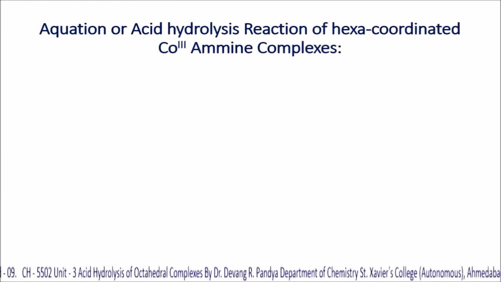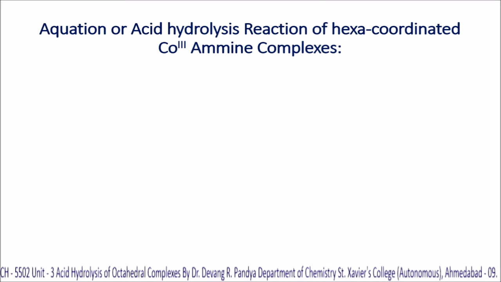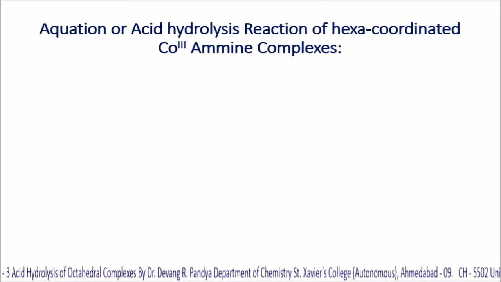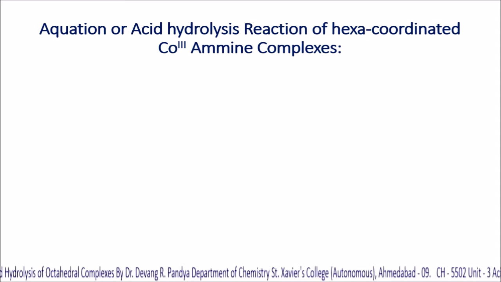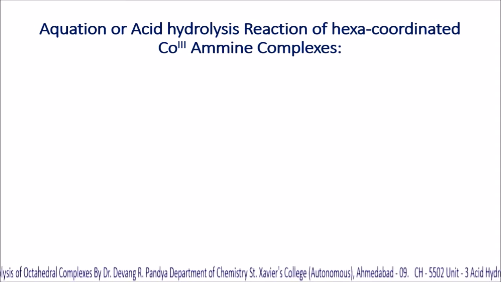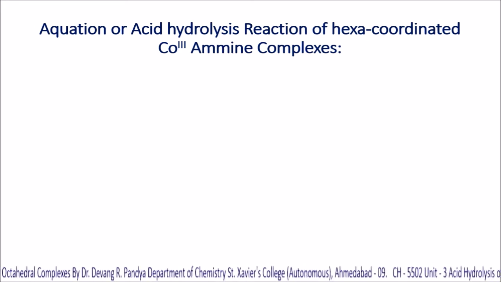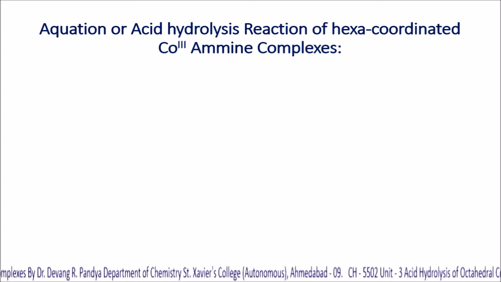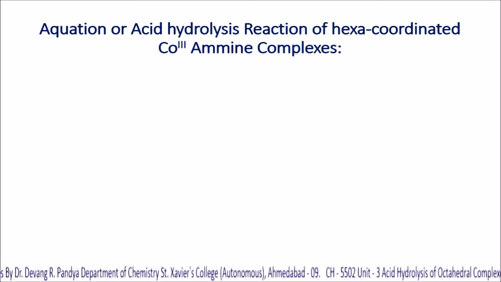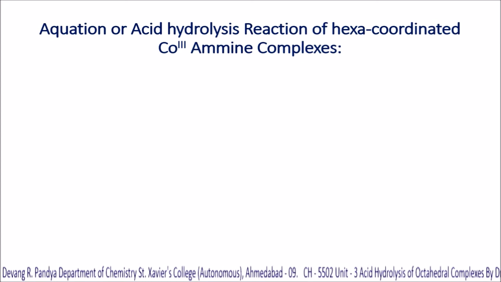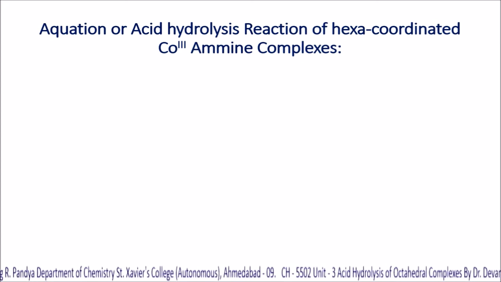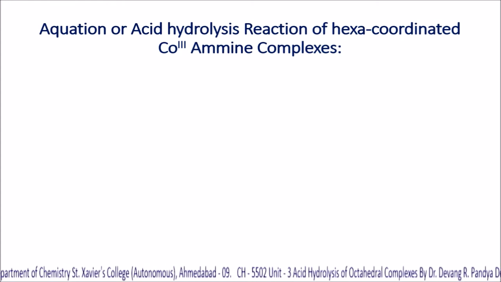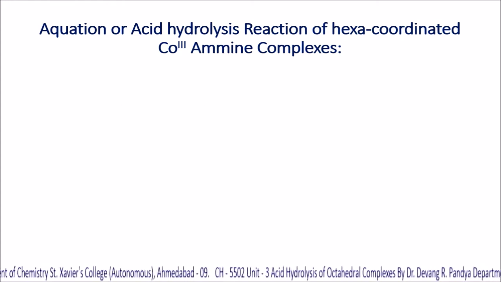This is the equation for the acid hydrolysis reaction of a hexa-coordinated cobalt(III) amine complex. This is a specified example for this reaction. It is not limited to this hexaammine cobalt complex; you can take many examples for hydrolysis, but here, to explain the mechanism and the factors affecting acid hydrolysis, we have specified the example of a hexa-coordinated cobalt amine complex.